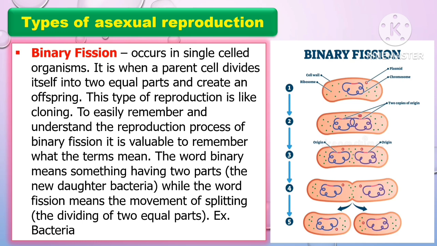To easily remember and understand the reproduction process of the binary fission, it is valuable to remember what the terms mean. The word binary means something having two parts, or the two daughter bacteria, while the word fission means the movement of splitting or dividing into two equal parts. An example of binary fission is bacteria.